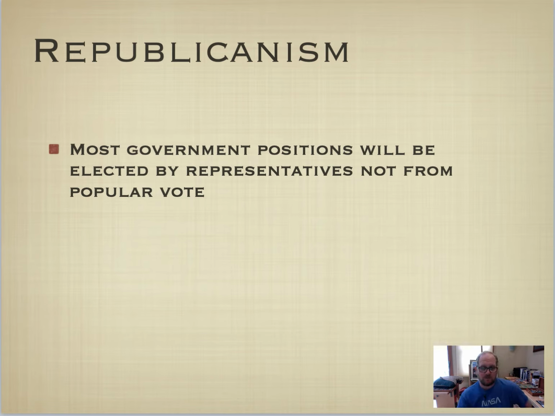Also, republicanism was a big part of this Constitution, where most government positions will be elected by the representatives, not from the popular vote. So our federal government is run as a representative democracy, or a republicanism, where a lot of our state and local elections and local laws are direct democracy, where the people actually have a direct say in the outcome of an individual law or order.